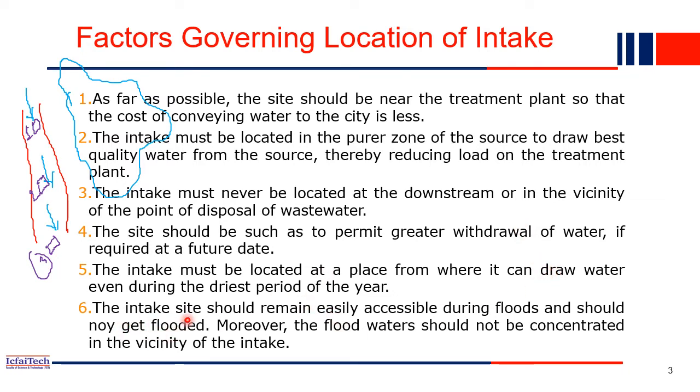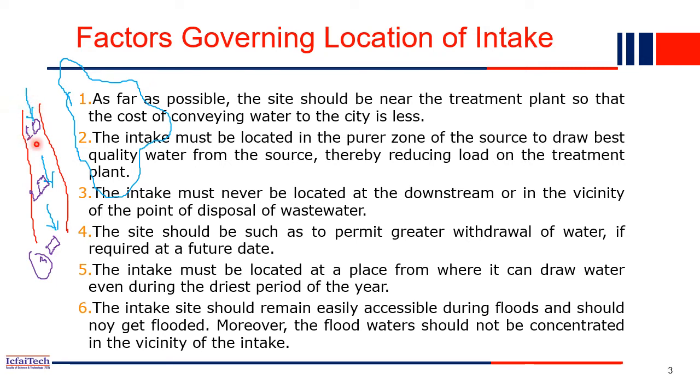Now the intake site should remain easily accessible during floods also, right? During the monsoon time there may be a flood. So during the flood also our intake structure should not be flooded, meaning it can be accessible, because we have to supply the water. Even during the flood we have to supply clean water to households, right? So during flood time also our water treatment plant should work satisfactorily. So in that case we can access this intake structure, and it should be placed above the flood level, so that flood water should not reach the vicinity of the intake structure.